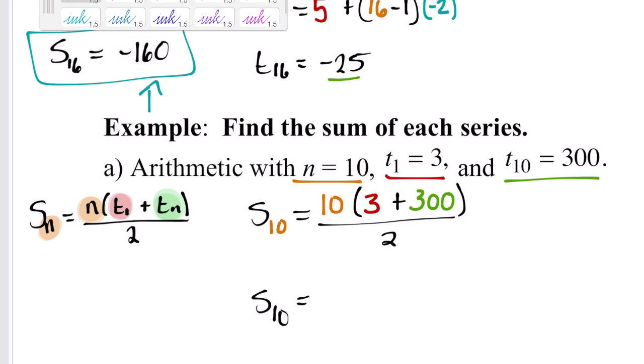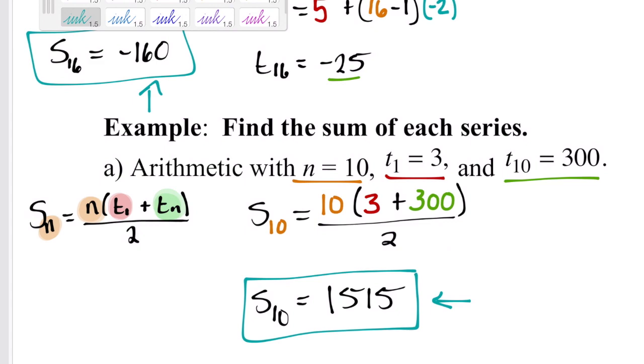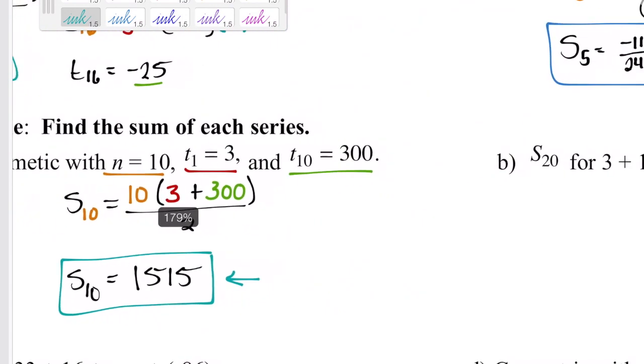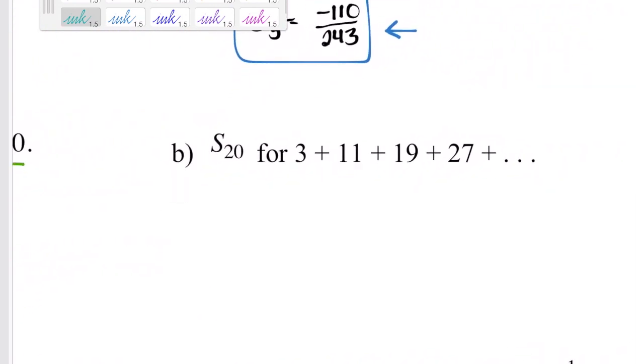So my 10th term, or the sum of my 10 terms, ends up being 1,515. Such a beautiful number in my opinion. I mean, a little redundant, 1515, but I still enjoy it.